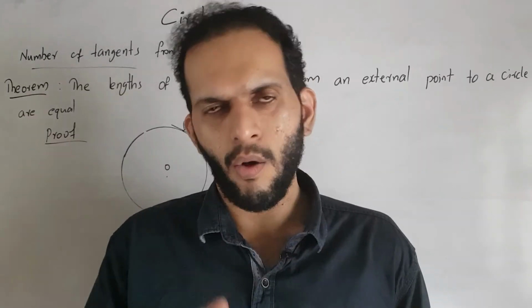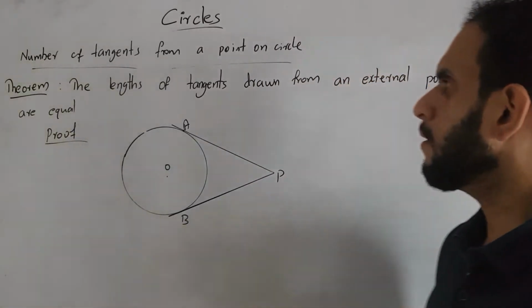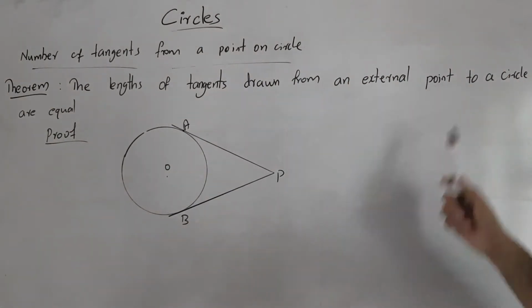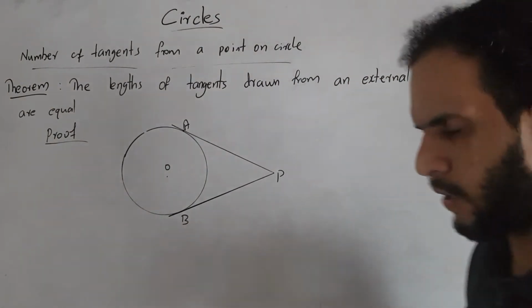Is it clear? Our next theorem is like this. The lengths of tangents drawn from an external point to a circle are equal.